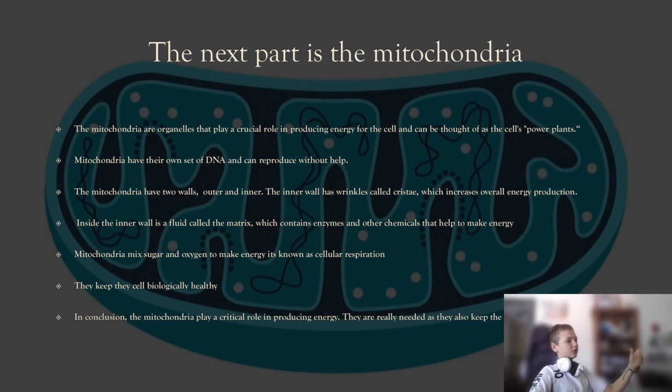Mitochondria mix sugar and oxygen mainly to make the energy in the first place, and this is called cellular respiration. They keep the cell biologically healthy also, and in conclusion, the mitochondria play a very crucial role in producing energy, and they are really needed as they also keep the cell biologically healthy and make sure that everything is just good overall.